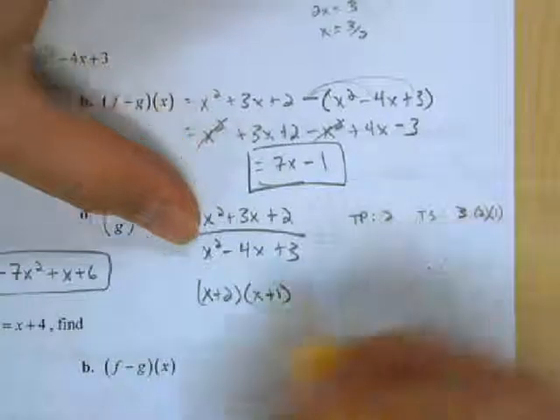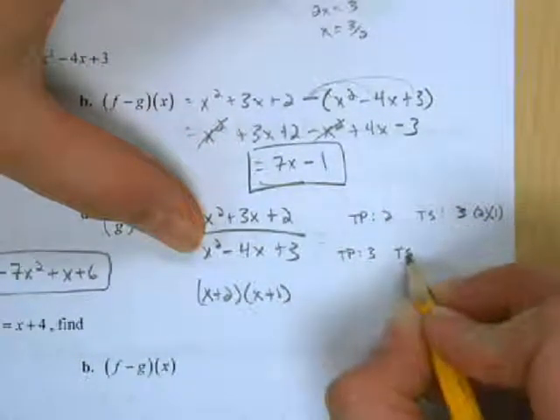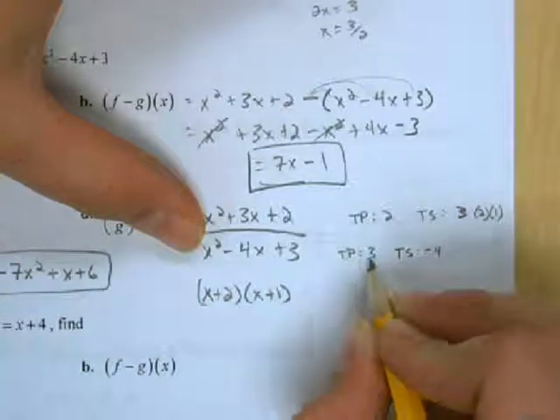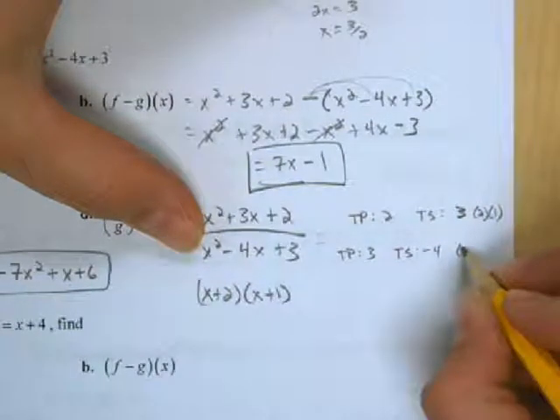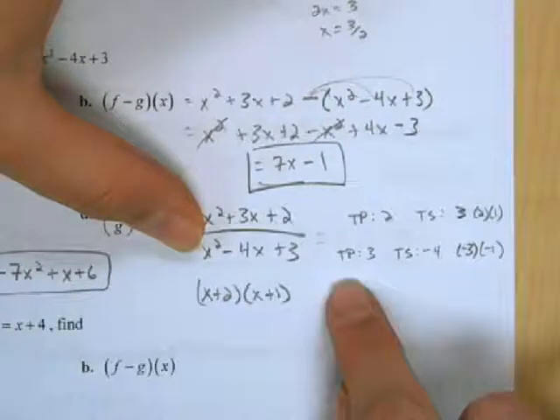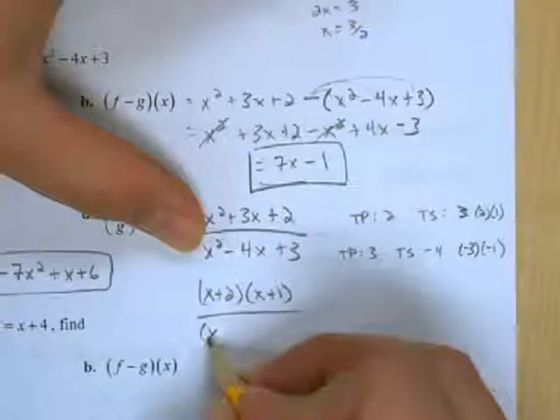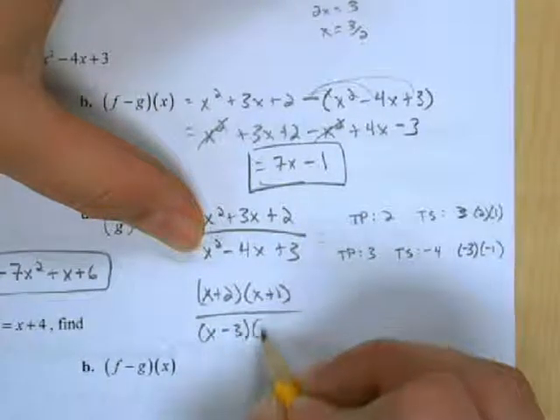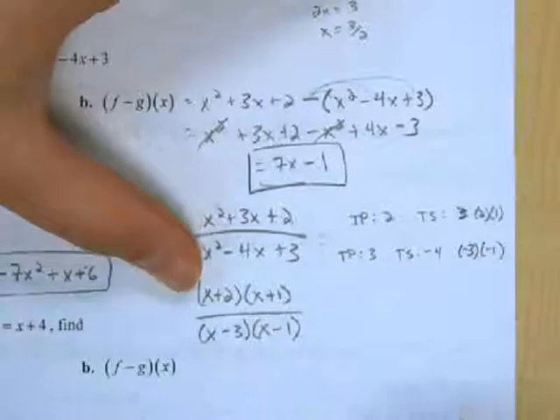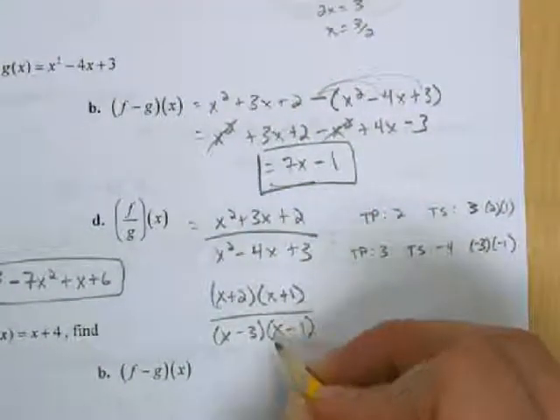Do the same thing for the bottom. Target product is 3. Target sum is negative 4. The two numbers that multiply to 3 but add to negative 4 would be negative 3 and negative 1. Multiply to positive 3, add to negative 4. So on bottom here, I've got x minus 3, x minus 1. That's my new denominator.